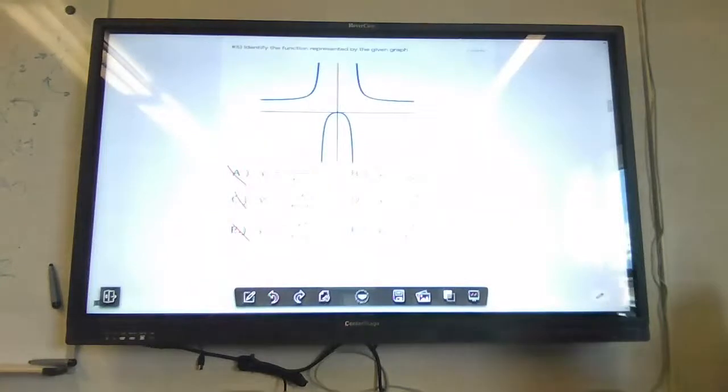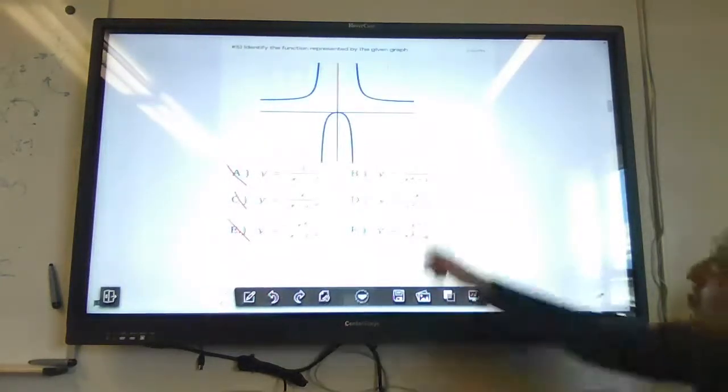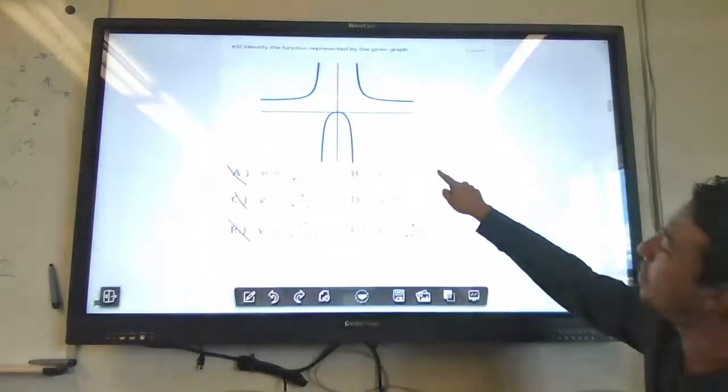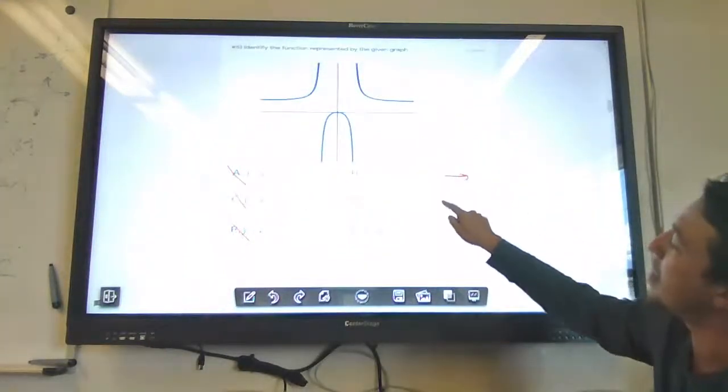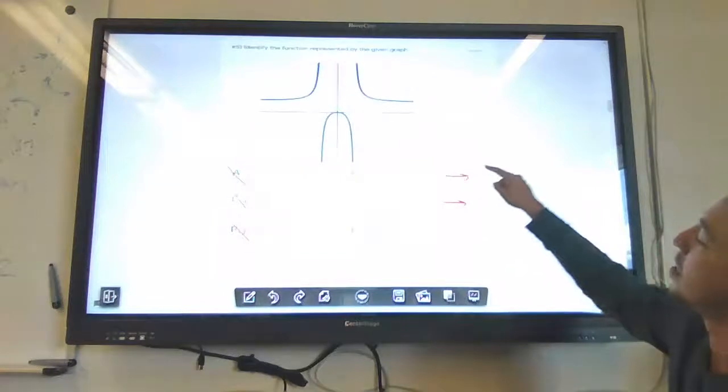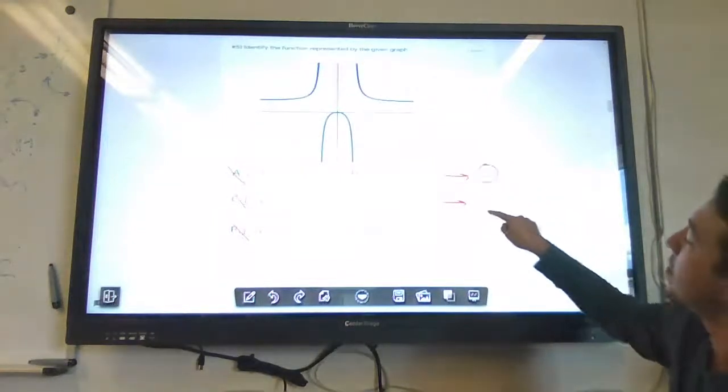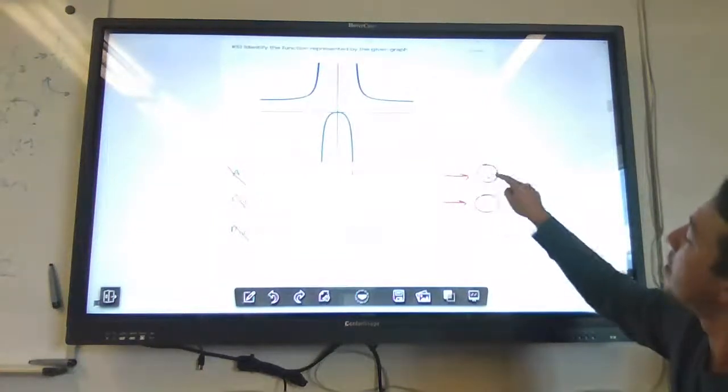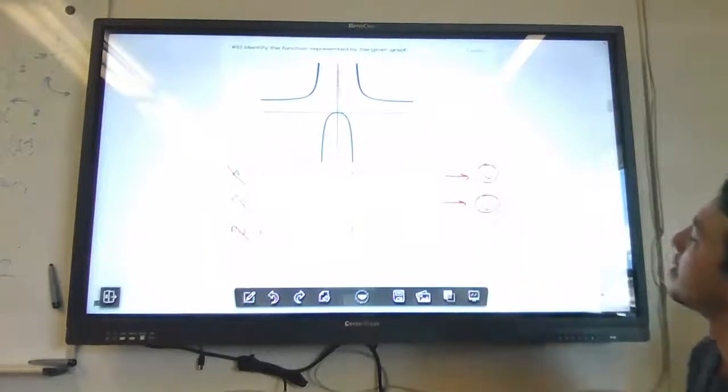Let's see. Could I look at end behavior? Yeah, end behavior works, because what value would B and D both be approaching? 0.